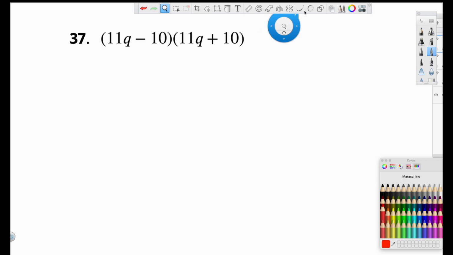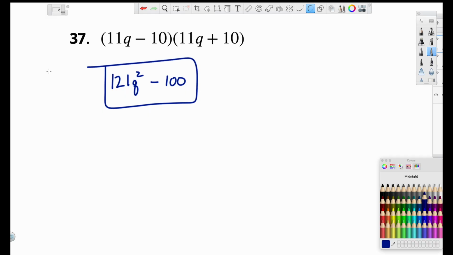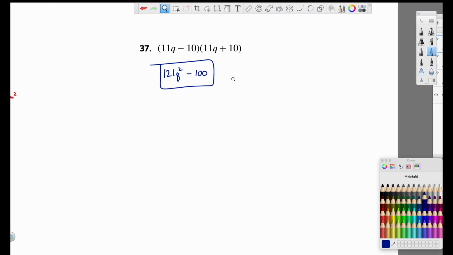Same with 37. 11q minus 10, 11q plus 10. So all I have to do is multiply the first together. 11 times 11 is 121. Q times Q is Q squared. Negative 10 times 10 is 100, so minus 100, and then that's our answer right there. Middle terms, if we FOIL this, would cancel.